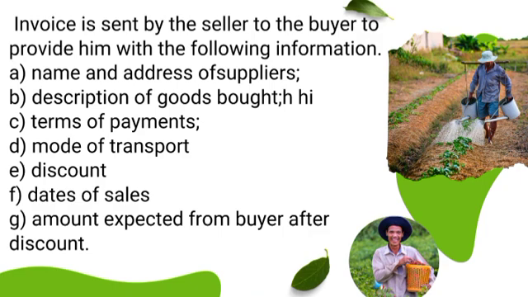Number one, name and address of supplier. One thing I want you to know concerning this invoice is that it is prepared by the seller of the goods and sent to the buyer of that particular product. When a buyer has made an order, the producer or seller of the goods will send an invoice to that buyer. The invoice will contain the name and address of the supplier, that is, the owner of the business or the producer. Then it also contains the description of the goods bought, the name of the goods and the quantity. Then the terms of payment, mode of transport, then the discount.